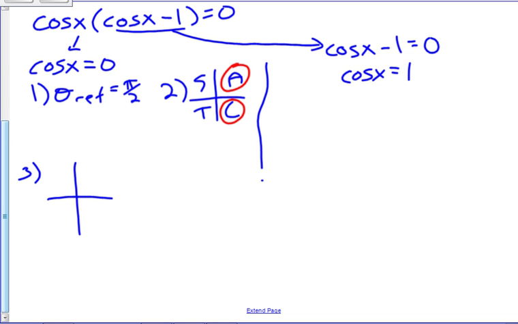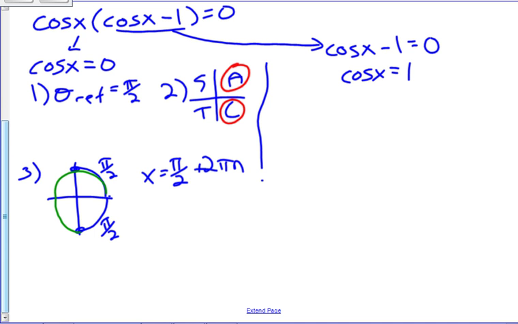Let's draw. So in quadrant 1, an angle of pi over 2 looks like this. In quadrant 4, an angle of pi over 2 looks like this. So our answers are going to be, the first one is just pi over 2. I want a general solution. The next one, I'd think of this as pi plus another pi over 2, or 3 pi over 2, plus 2 pi n. Okay, those are some of the solutions.